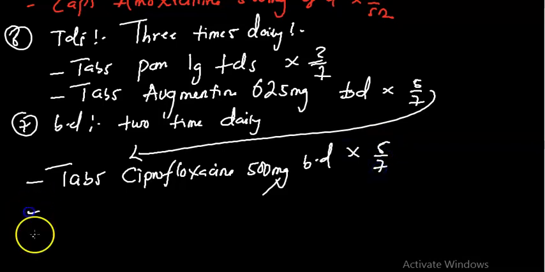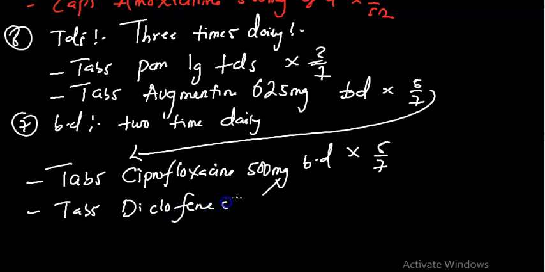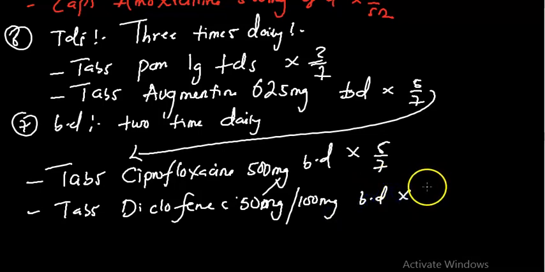We can also have some analgesic, let's say TABS diclofenac. We have the 50 milligram and we also have the 100 milligram. So depending on which one the doctor suggests, this can also be taken BD multiplied by, let's say, 5/7.